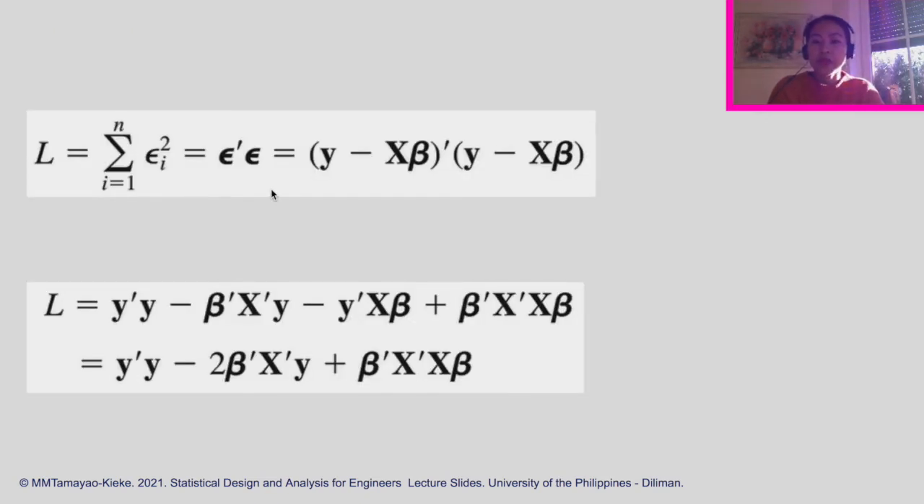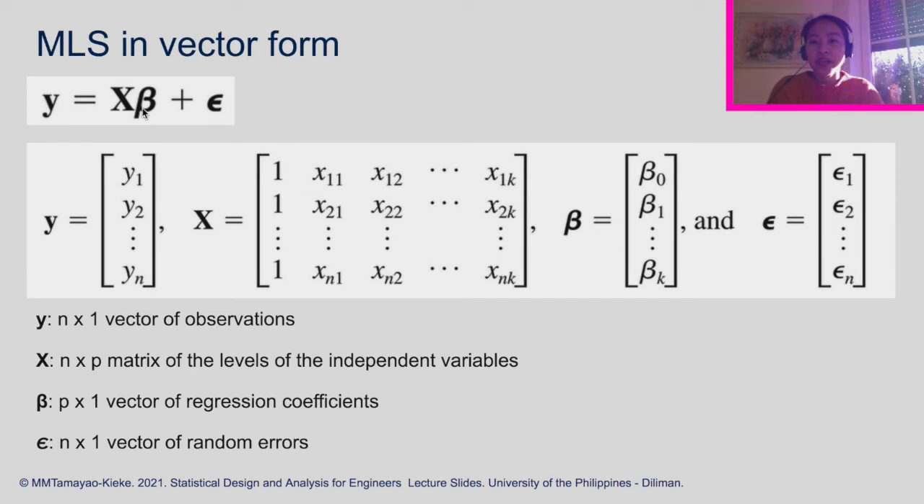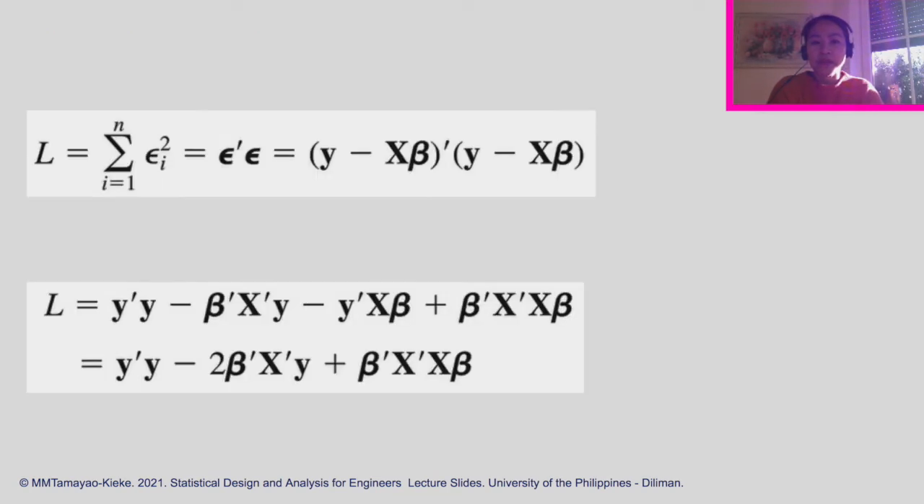Going back to the method of least squares, L would just be equal to the summation of the squares of your errors, and in vector form, this could be expressed as the transpose of the error vector multiplied by the error vector. Manipulating this equation, we can just substitute y minus X beta for our error vector. So this would just be equal to this one.